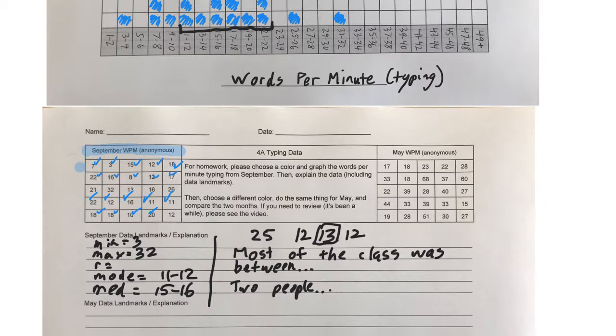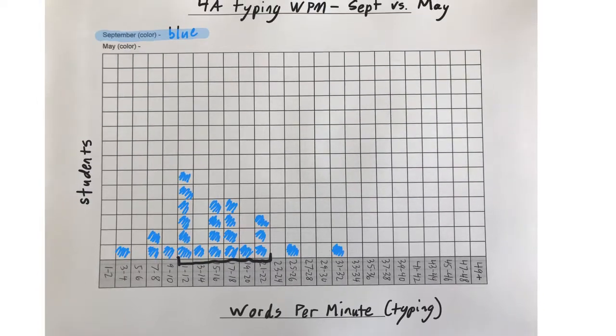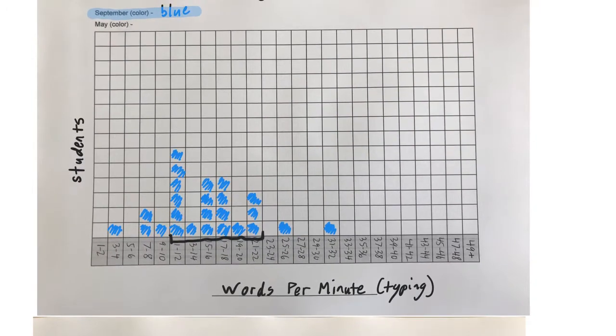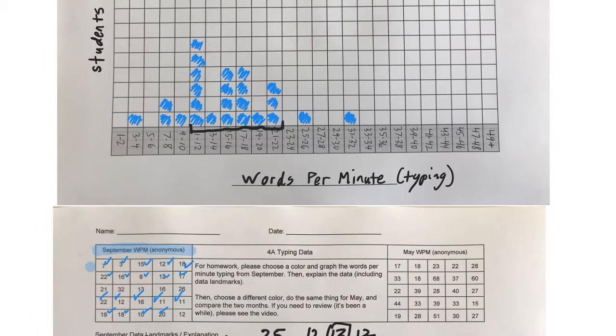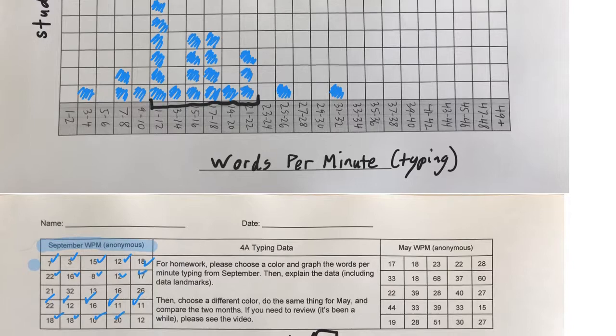And then, just add a sentence maybe about that. Or as long as you put something there to explain the data, I think that's fine. And then the next thing is you're supposed to choose another color, and I'll do red for May. And I choose a contrasting color so it's easier to see when you look at your graph. So then you can do red or whatever you want. You choose your color for May.